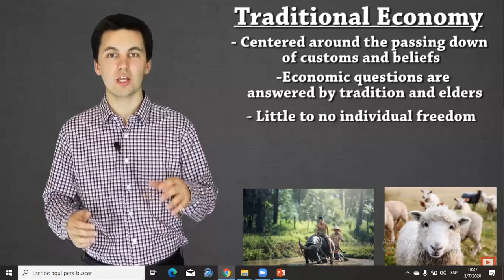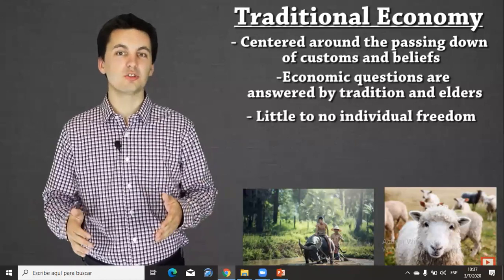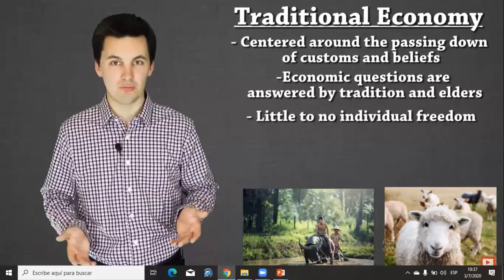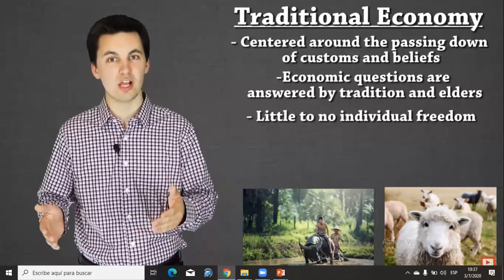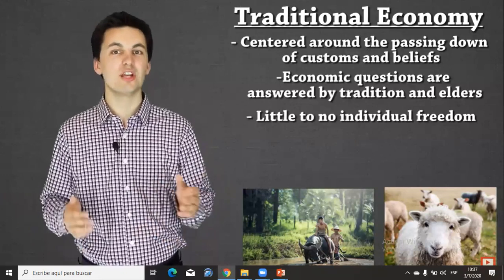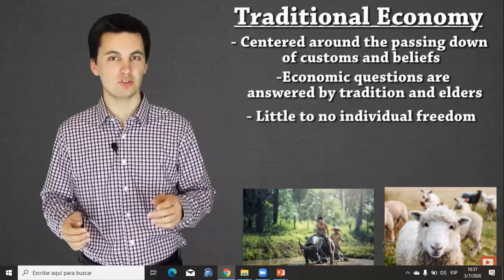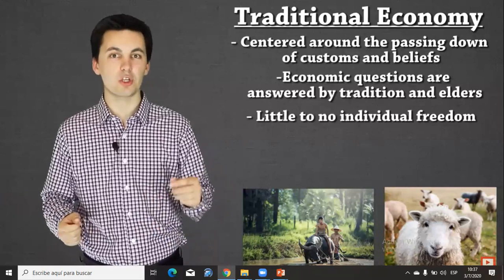They're going to just do what has been done before them. If you were born into a family who's a farmer, well, you're going to be a farmer. And if this is how they tilled the land, well, that's how you will till the land. There's not a lot of room for innovation or change. You'll continue to do what people before you have done.